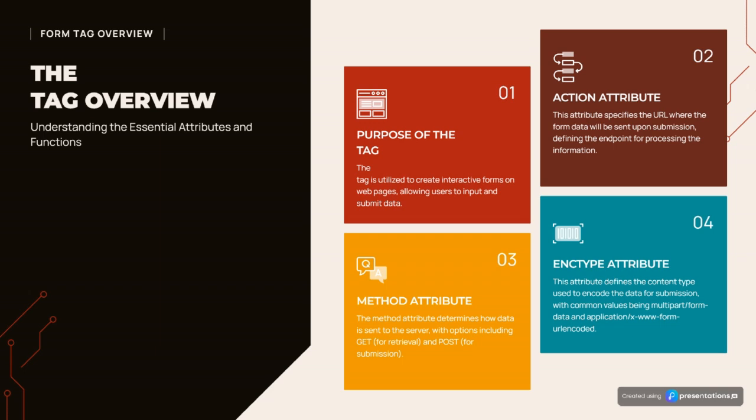The form tag overview. The form tag is the starting point of any HTML form. It acts as a container for all form elements. Its two most important attributes are action, which specifies the URL where the form data will be sent, and method, which specifies how the data is sent. The two main methods are get and post. Get appends the data to the URL as query parameters, whereas post sends the data securely in the body of the request. The form tag ensures that all elements inside it are part of the same submission.